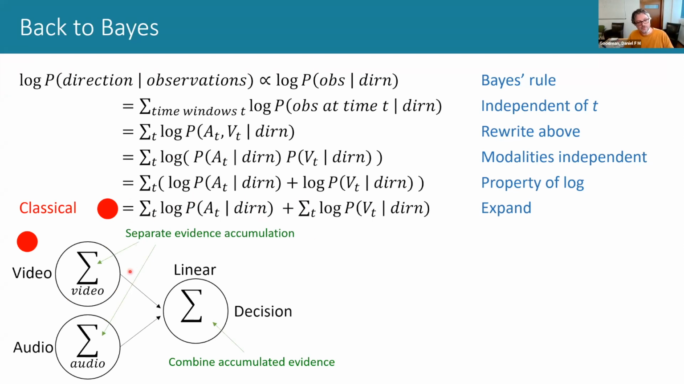So the way I've written it here is a sort of graph. We accumulate all of the visual information over time, we accumulate all of the auditory information over time, and then we linearly fuse those together to get a combined decision.